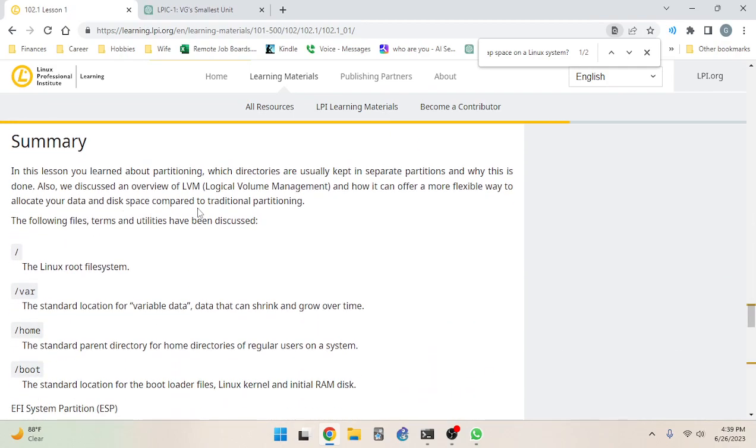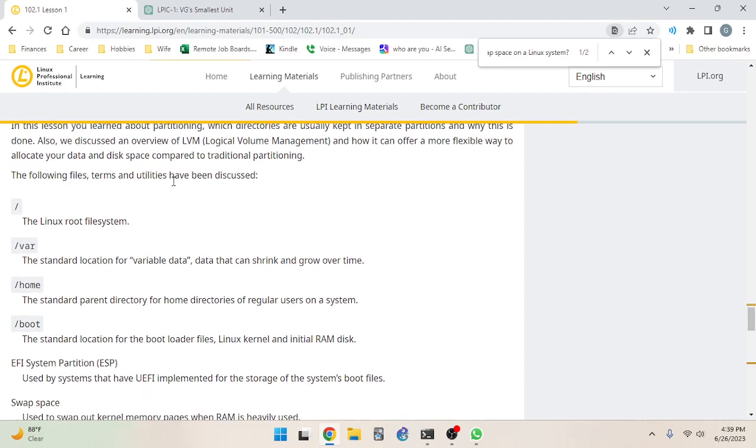All right, so the summary. In this lesson, you learned about partitioning, which directories are usually kept in separate partitions, and why this is done. Also, we discussed an overview of LVM, logical volume management, and how it can offer a more flexible way to allocate your data and disk space compared to traditional partitioning. The following files, terms, and utilities have been discussed.